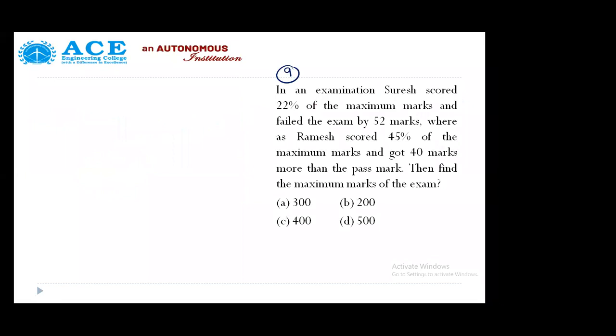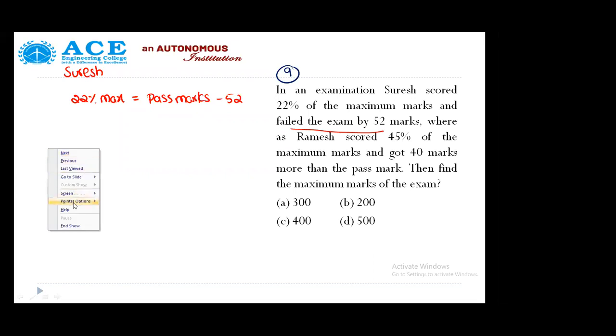Let's see this question actually. You can understand this in this example. In an examination, Suresh scored 22% of the maximum marks. He failed by 52, meaning he got 52 marks less than the pass marks. Compared to pass marks, he got 52 marks less. That's what failed by 52 means. Suresh got 22% of maximum, and 52 marks less than pass marks.